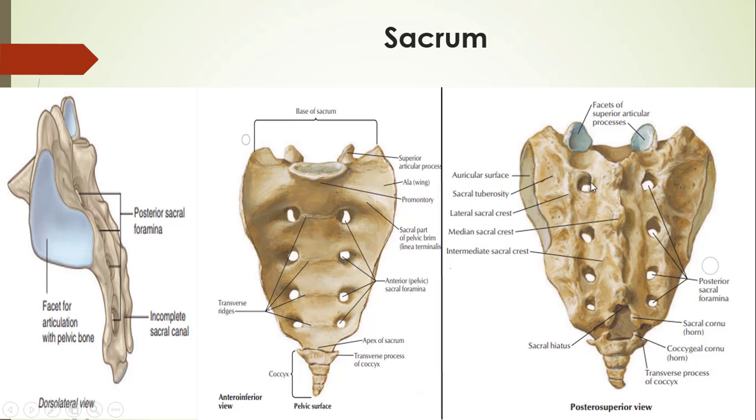Now the posterior surface of the sacrum has 4 pairs of foramina, and the anterior surface of the sacrum also has 4 pairs of foramina.